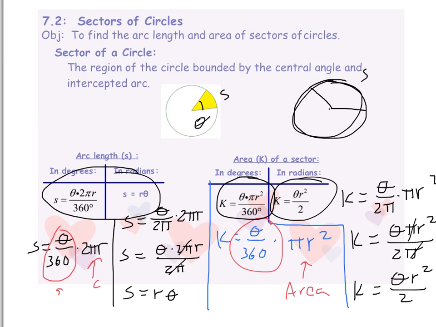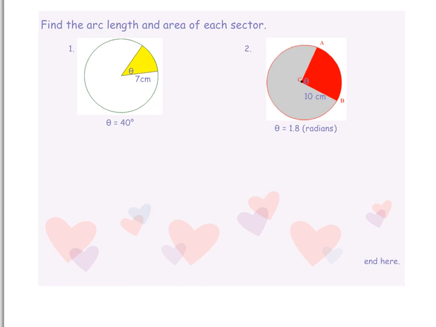Okay? 4 formulas, 2 for arc length, 2 for area, and there's 4 total because the formulas are slightly different if we have radians or degrees. All right, let's use them. Let's calculate some arc length and some area.